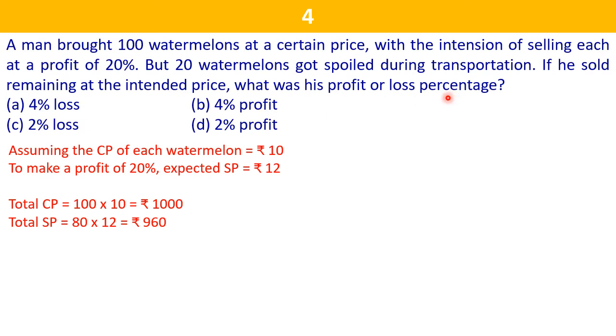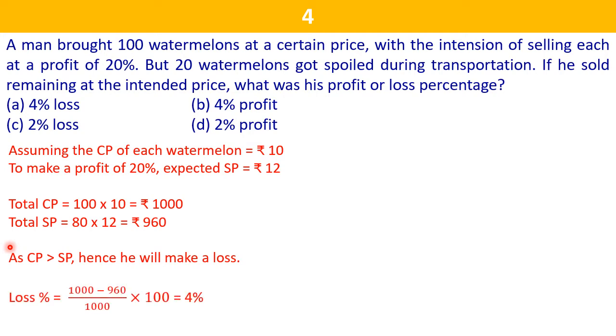Now what is the percentage of loss we need to find out. So as the CP is greater than SP, there will be a loss, and the percentage of loss is cost price minus selling price divided by cost price multiplied by 100, which is 4%. Option A is the right answer.